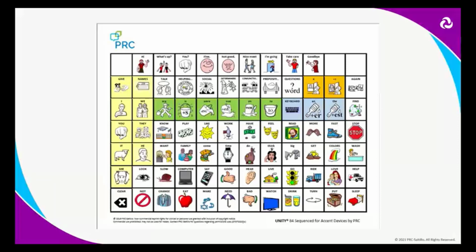Okay, so the next 2 slides that I'm going to show are just an example of the LowTech boards that you can download through the materials tab or from the PRC Saltillo websites. The first one is a Unity 84 sequenced LowTech board. This is great for you to use.